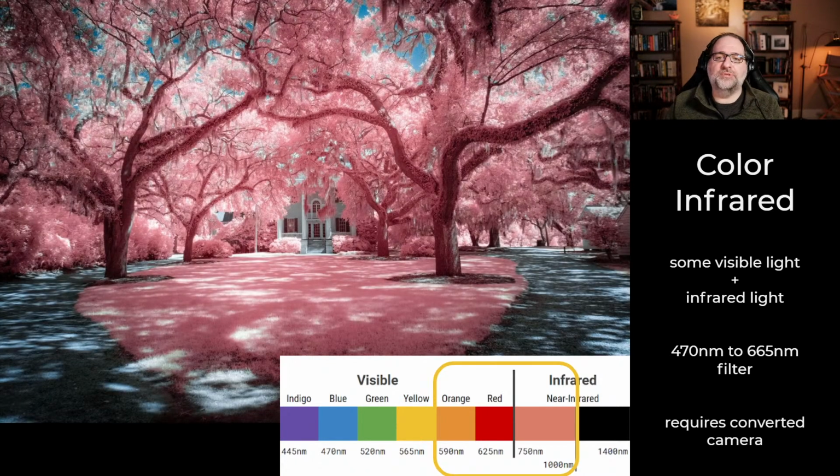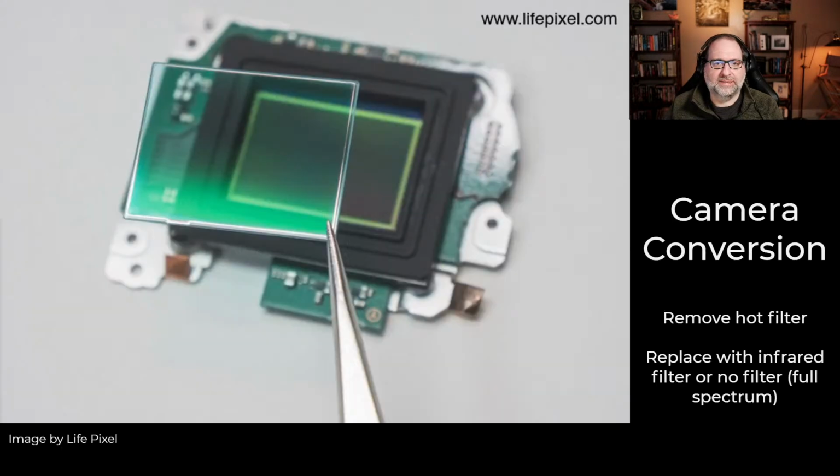There are lots of creative options available for processing color infrared images. These will use a variety of high-pass filters, typically from around 470 nanometers to 665 nanometers. Most of my color infrared images are shot with a 590 nanometer filter. And a camera conversion is actually required to shoot in color infrared. We'll talk about that in a little bit here.